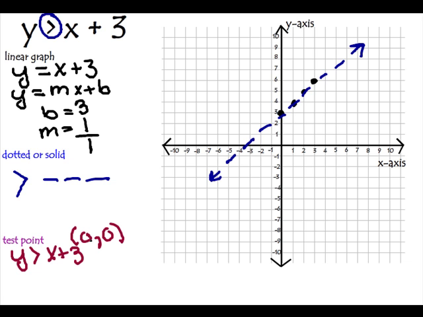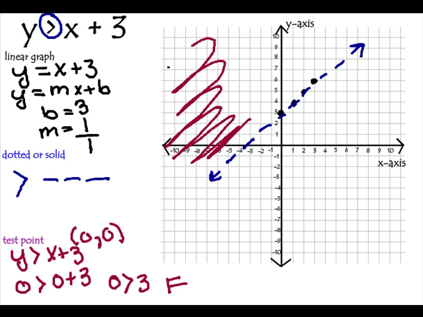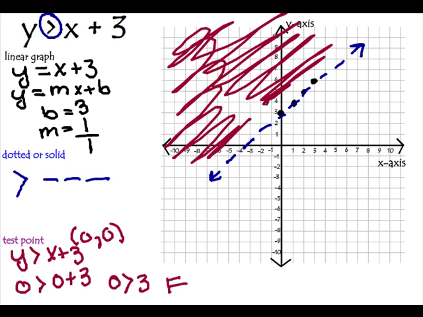Now I'm going to put 0, 0 in there. 0 is greater than 0 plus 3. Now 0 plus 3 is 3. So I have 0 is greater than 3. Now is that a true statement? Is 0 greater than 3? No, that's actually false. So that means I'm going to shade the side that's opposite of 0, 0, that test point. And actually, that's all there is to do to graph a linear inequality.